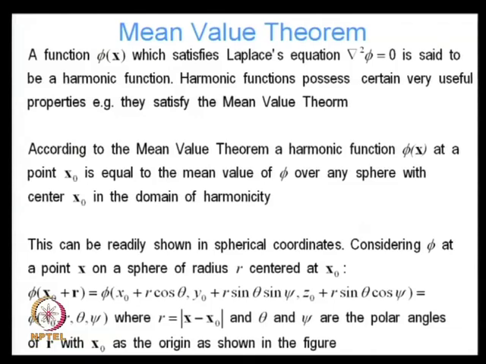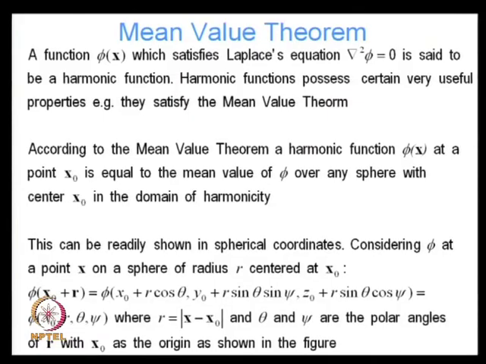To find the value of phi at any point x0, all I need to do is to integrate phi over a sphere with center at x0, and that sphere can have any radius. I have to normalize, of course. This is the mean value, so I divide by the surface area of the sphere. So, integrate over the sphere divided by the surface area of the sphere, and I get the value of the function at the center of the sphere.